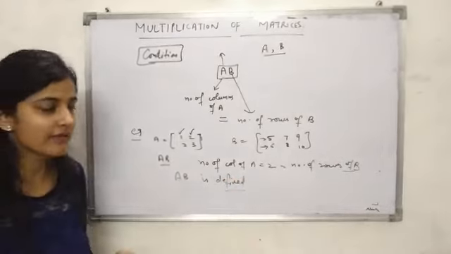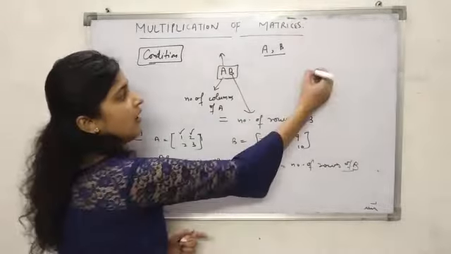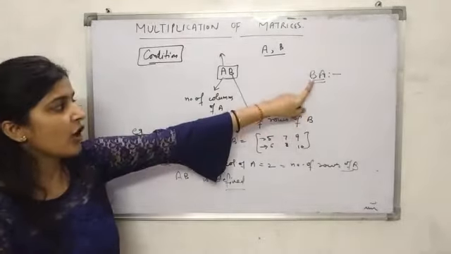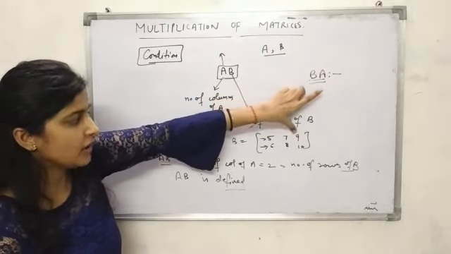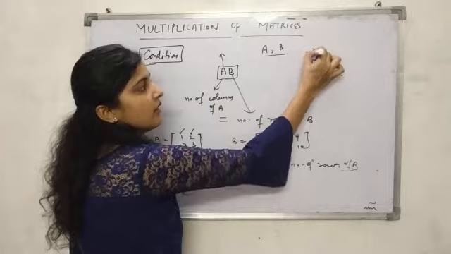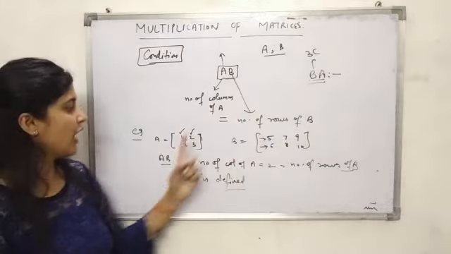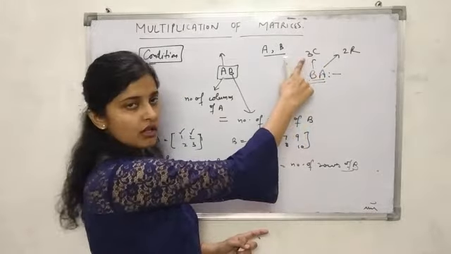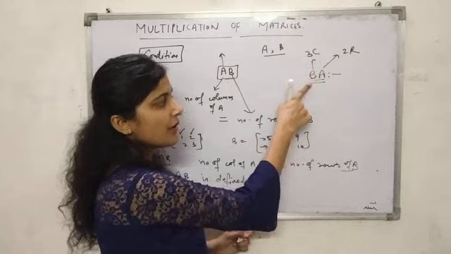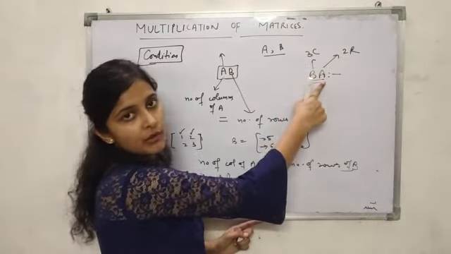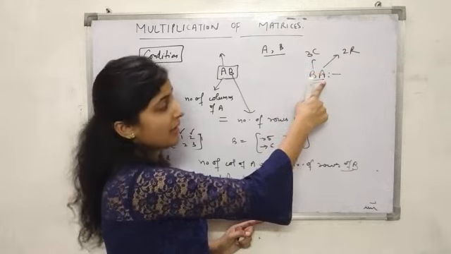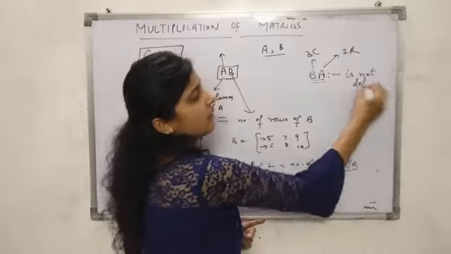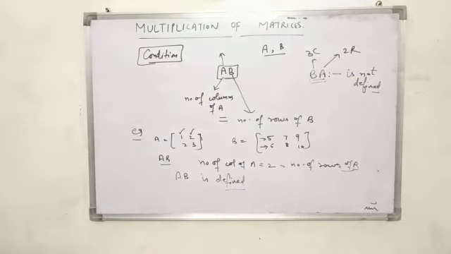Okay? AB is defined. Now what about BA? To find BA, the number of columns of B: how many columns are there? 1, 2 and 3. 3 columns are there. The number of rows of A: how many rows are there? 2 rows. B has 3 columns and A has 2 rows. So the number of columns of the first matrix is not equal to the number of rows of the second matrix. So BA is not defined. I hope it is clear to you.